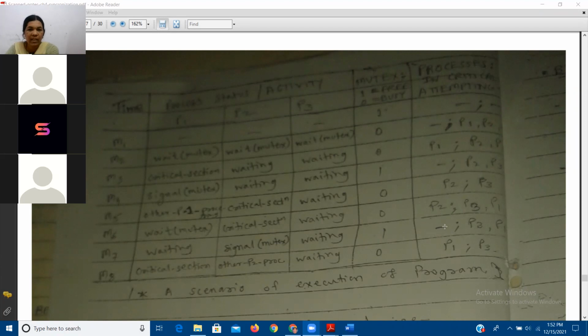Again here nobody is there in the critical section. So whenever a process is in the signal, that is trying to execute the exit section, the critical section will be free. So that dash indicates the critical section is free. Otherwise somebody is there in the critical section. So like that, this is the scenario of execution of the program. So here the program is assumed to be divided into three processes, P1, P2, P3. You may assume the program may be divided into more than three processes.